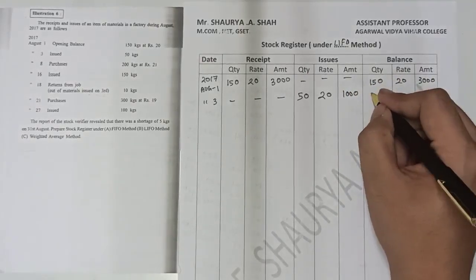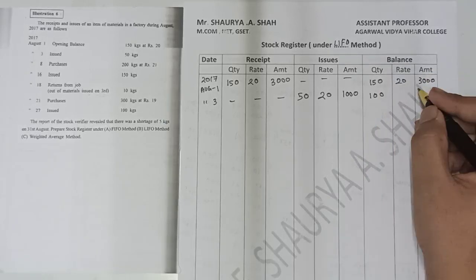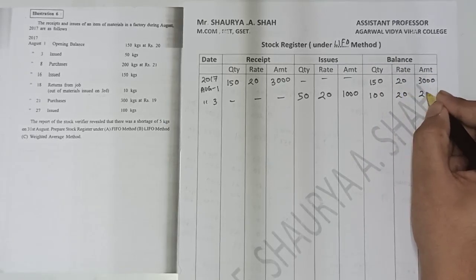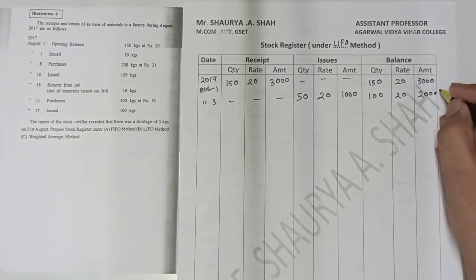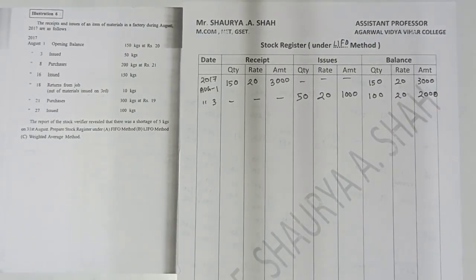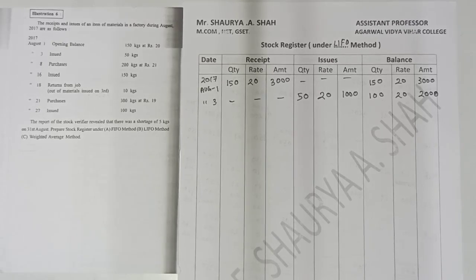Whatever quantity is remaining, balance is 100, right? Rate is 20 and the amount will be 2000, right? I hope it is clear to each and every student, right? So amount is now 2000 with you, right? So till here no question arises.